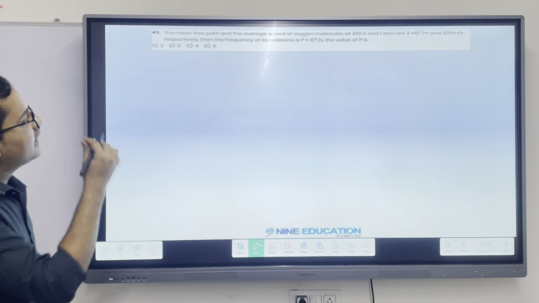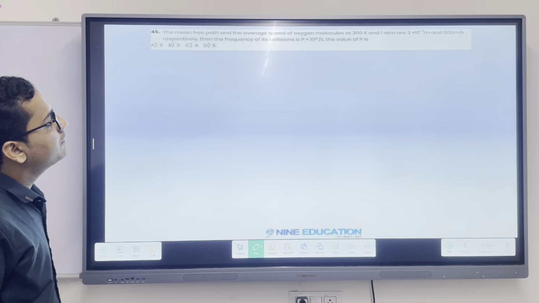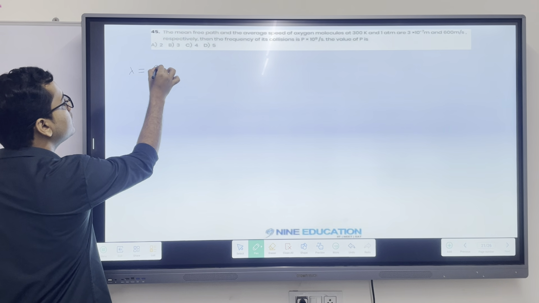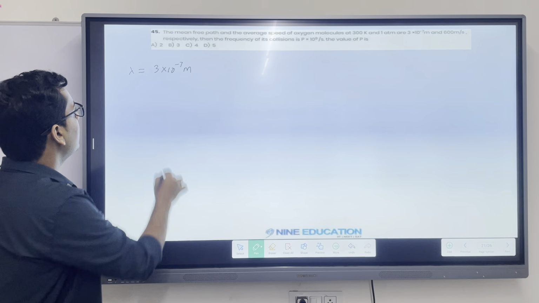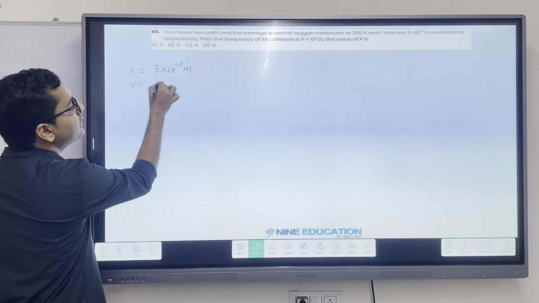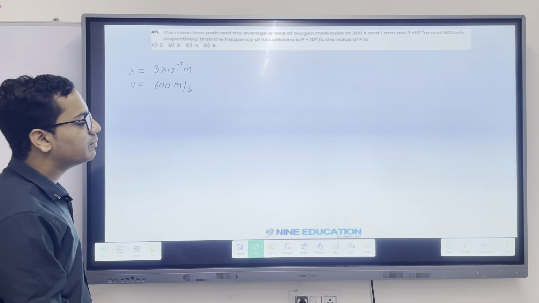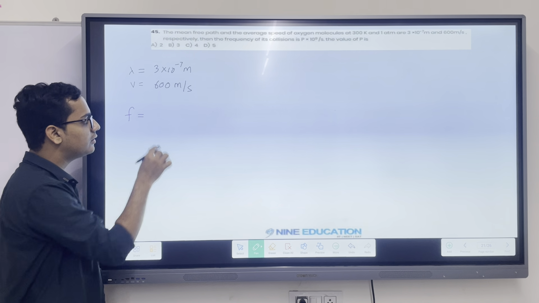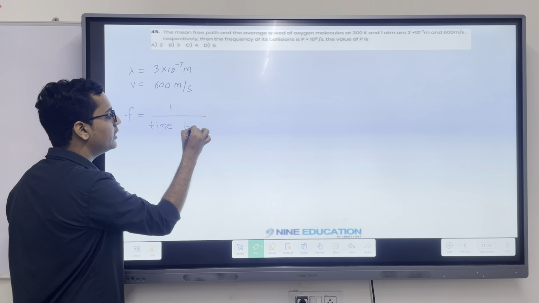The mean free path and average speed of the oxygen molecules at 300 Kelvin and 180 atm is, so mean free path, say lambda, is 3 into 10 power minus 7 meters. And velocity of the gas molecules is 600 meter per second. Then the frequency of the collision. Can I say the frequency of the collision is nothing but 1 by time between the collisions?